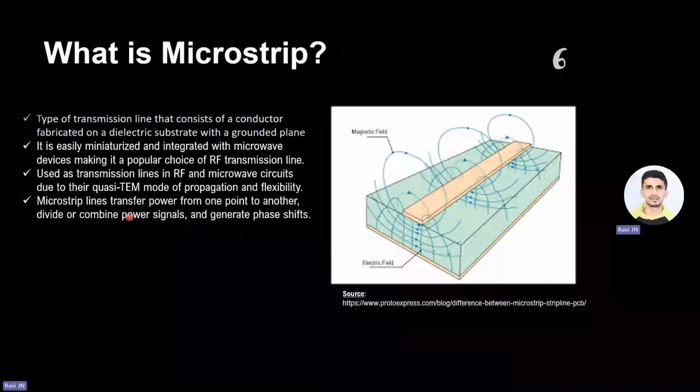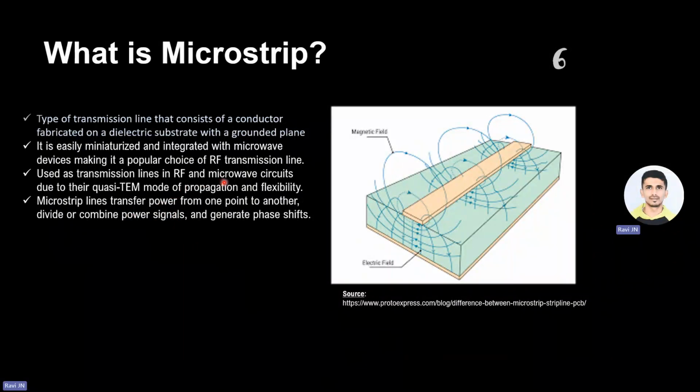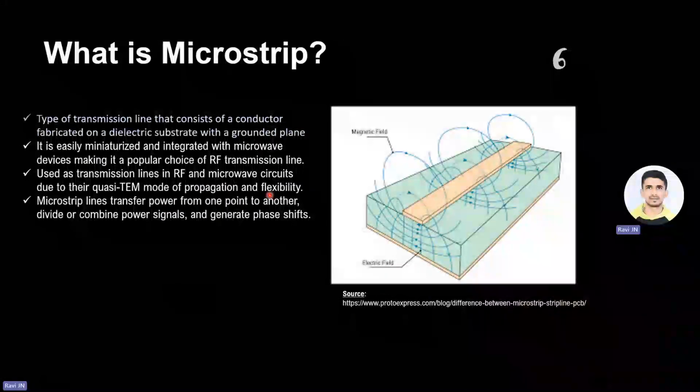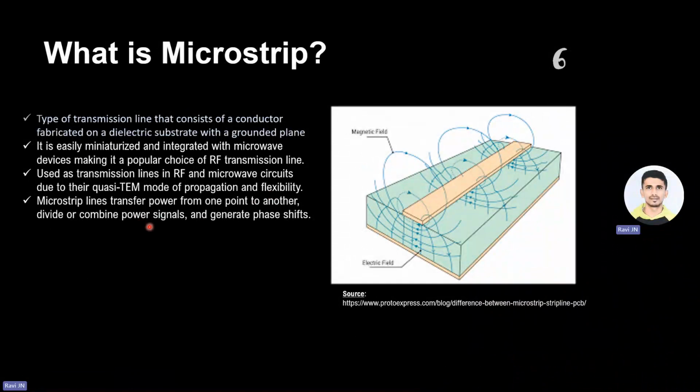Some of the applications are captured here. It can be used as a transmission line, and it is flexible enough to propagate the wave from one end to the other end. It can also be more useful if you go for RF applications as such.